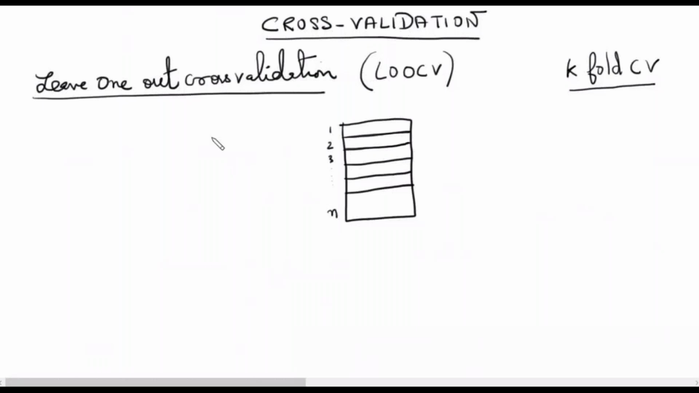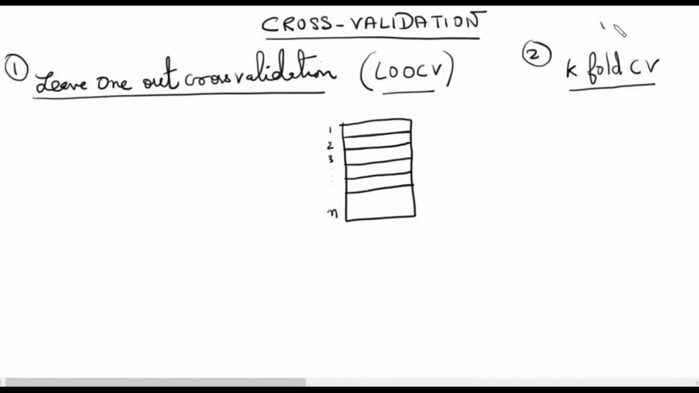So let us see the different methods involved in cross validation. We will talk about two methods. The first method is leave one out cross validation, or LOOCV in short, and the second method is k-fold cross validation.